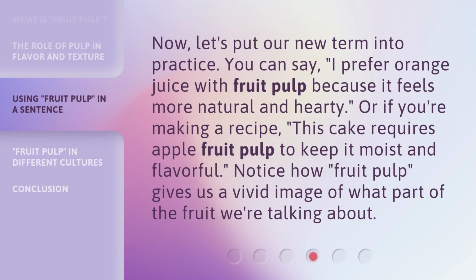Now, let's put our new term into practice. You can say, I prefer orange juice with fruit pulp because it feels more natural and hearty. Or if you're making a recipe, this cake requires apple fruit pulp to keep it moist and flavorful. Notice how fruit pulp gives us a vivid image of what part of the fruit we're talking about.